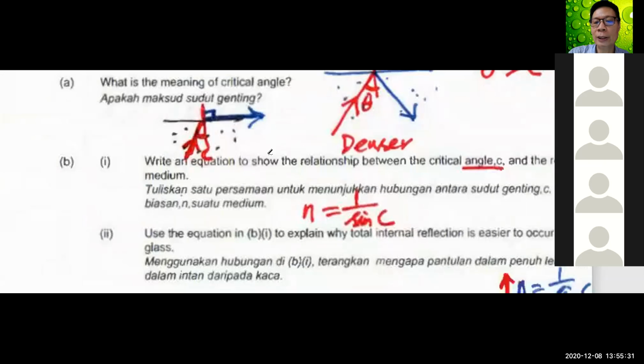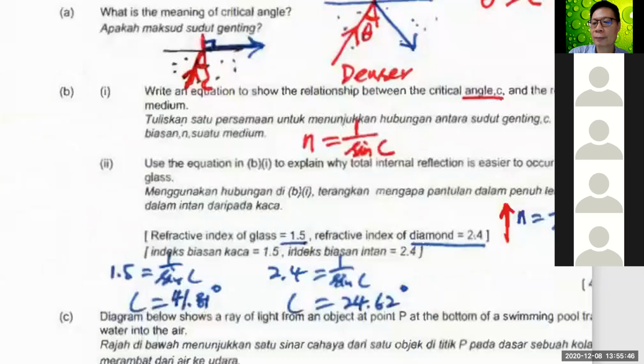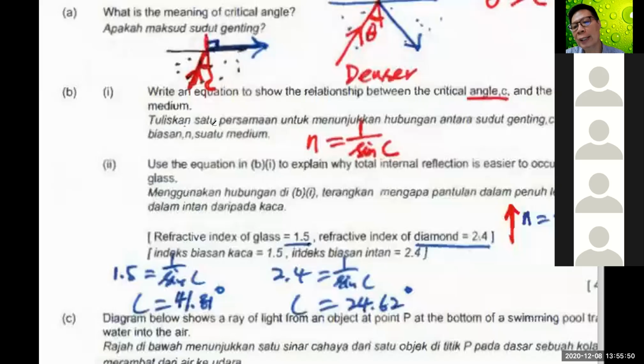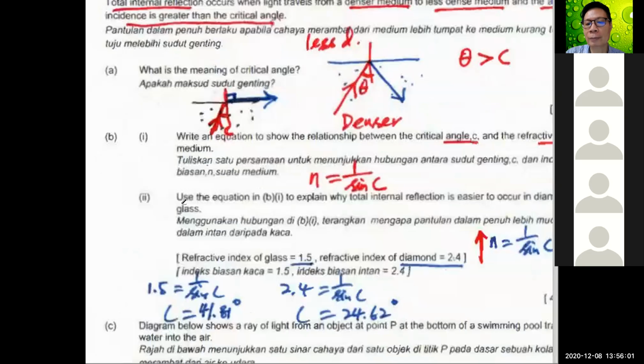Write an equation to show the relation between the angle C and the refractive index N. So this answer: refractive index N equal to 1 over sine C. This one is the only formula relating the refractive index N and the critical angle C. Okay. N equal to 1 over sine C. All right. Now, second part.